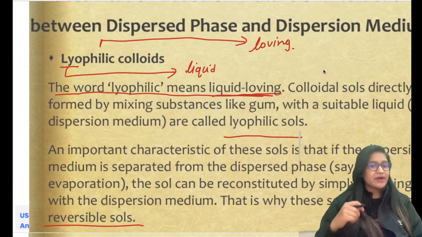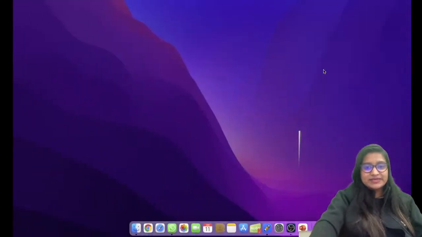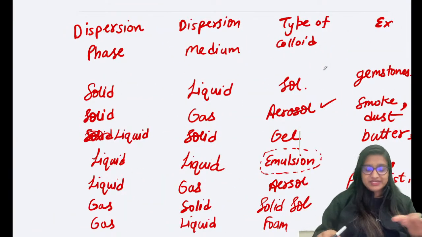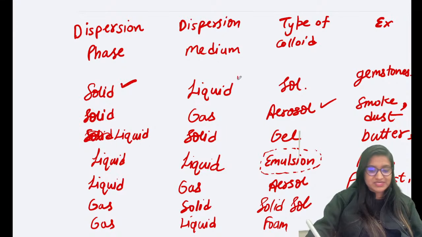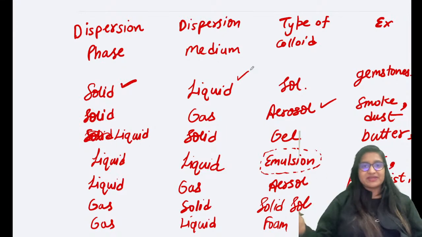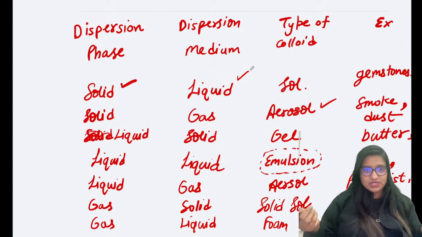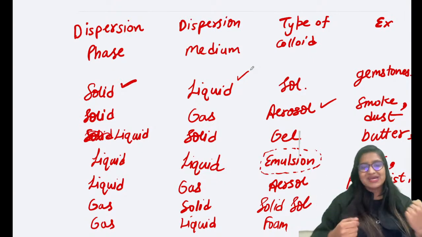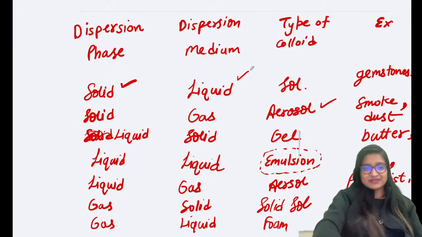Cool. So an important characteristic of these sols is that if the dispersion medium is separated, you can see here, when your dispersed phase is solid and your dispersion medium is liquid, if these two are separated, say by evaporation, so that only the solid is left, then in the case of lyophilic sols, if you get the liquid back and simply mix them, your sol will be prepared again.